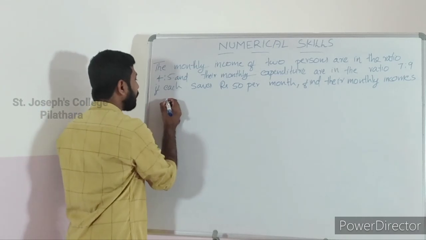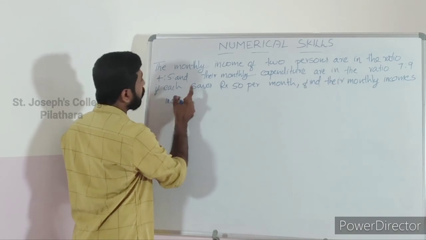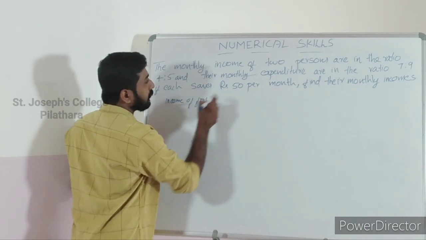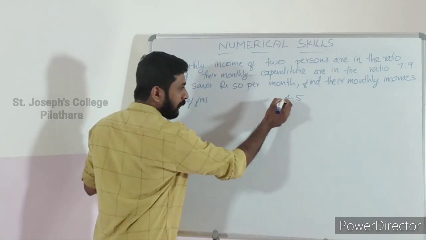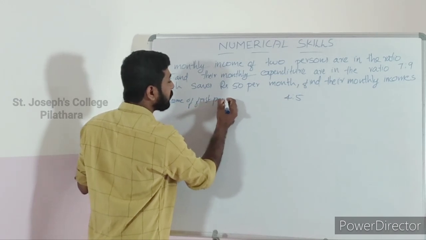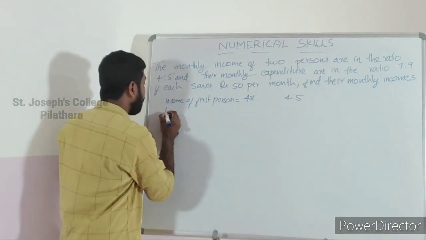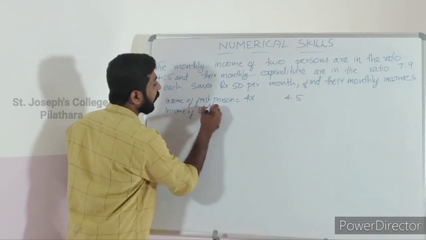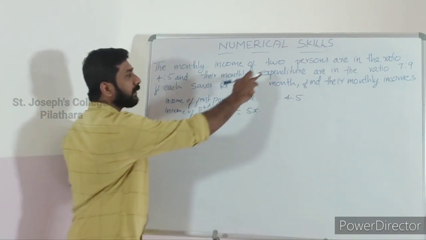So as in the first problem, we have to find the monthly income of the two persons. The incomes are in the ratio 4:5, so we can take the income of the first person as 4x, and the income of the second person as 5x. We got the income.